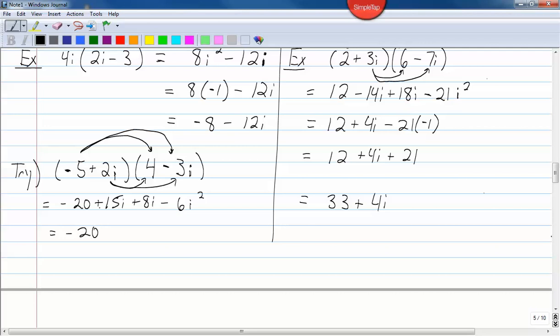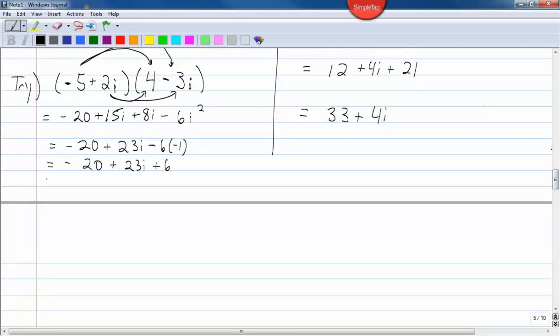Alright, so I'm going to put my two I terms together. That gives me plus 23i. And I'm going to plug a negative 1 in for my I squared. So that's negative 20 plus 23i plus 6. Now put your two real numbers together. That's negative 14 plus 23i.